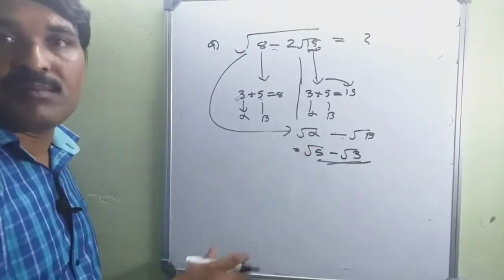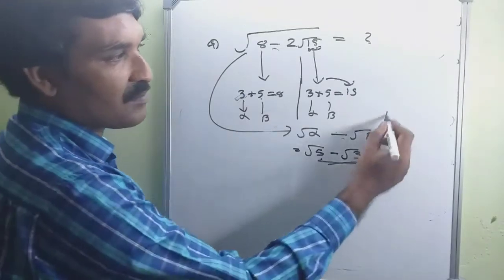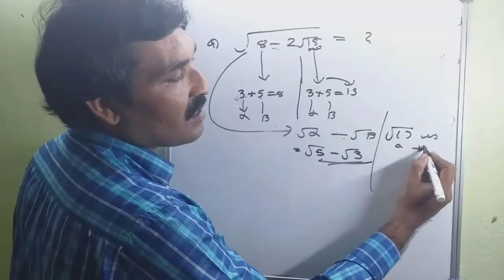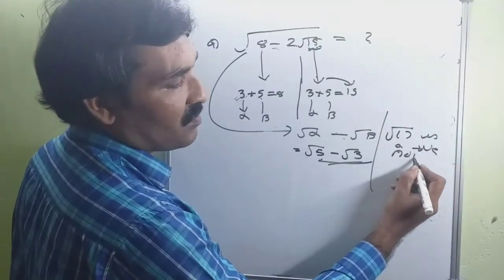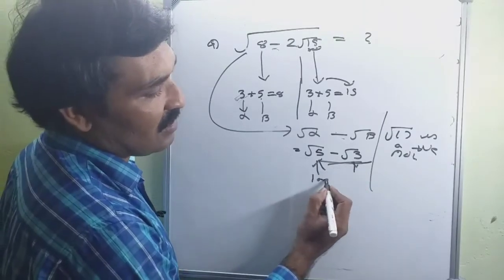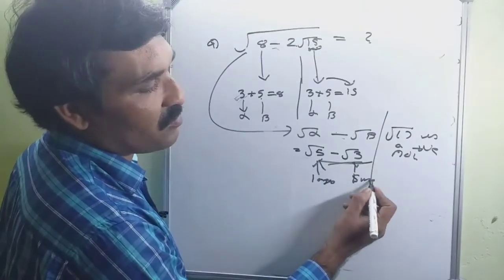Since square root is a positive quantity, the largest number is taken first and the smallest number is taken second. This is largest and smallest.